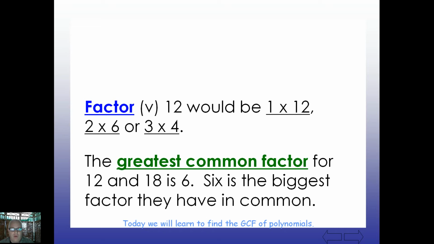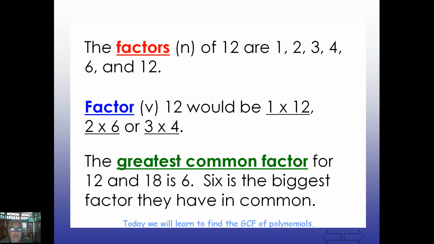If you were to factor 12, you can see the factors are underlined: 1 and 12, 2 and 6, 3 and 4. Those are the two numbers that multiply together to make 12. And finally, if you just were to list the factors as nouns, treating the word factors as a noun, you get 1, 2, 3, 4, 6, and 12.